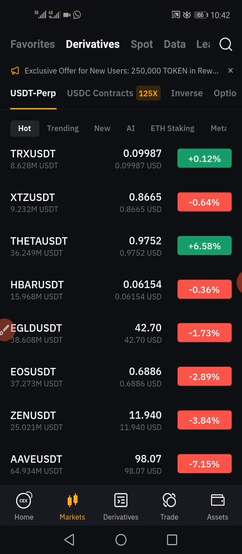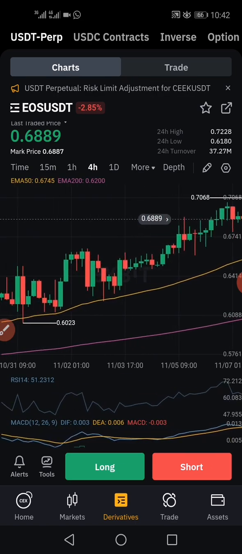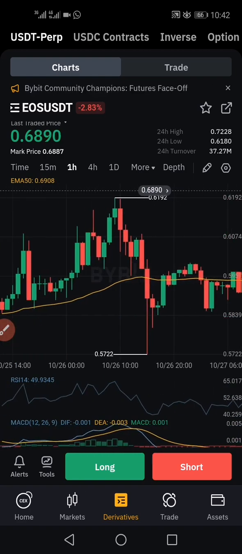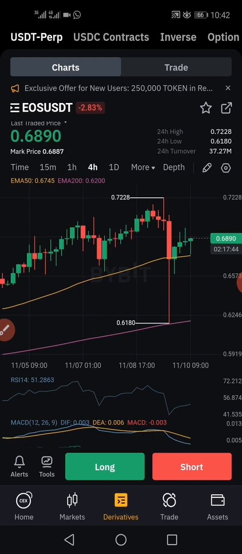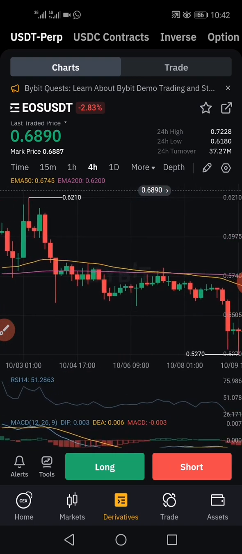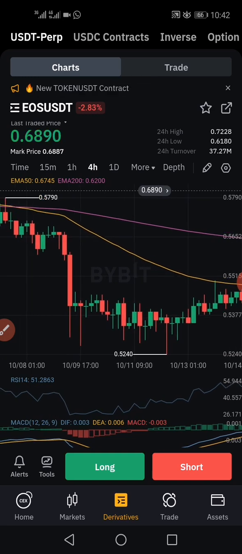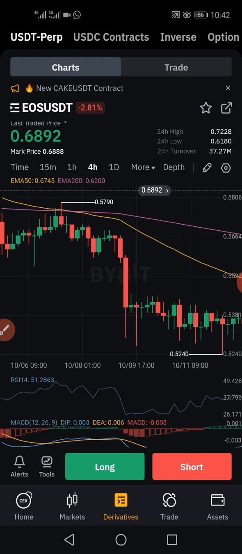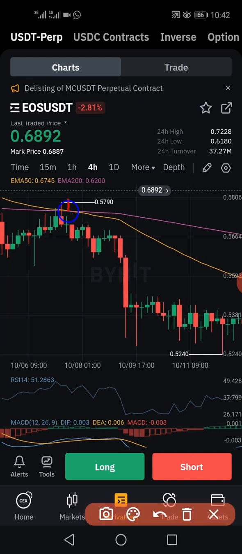Let me look for another coin. Let me use this coin, EOS. Let's see the 4 hours, 1 hour time frame. Now you see here, the yellow, which is the 50, crossed the 200 at this particular point. That was a confirmation of a downtrend. You can see immediately it happened, the next candle was not able to break through, then the market started coming down. That's the opportunity for you to short. You can take your profit at this particular level.